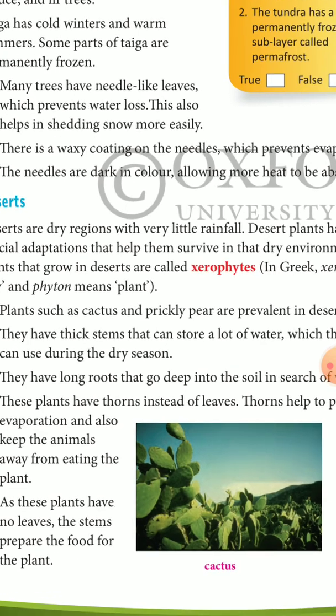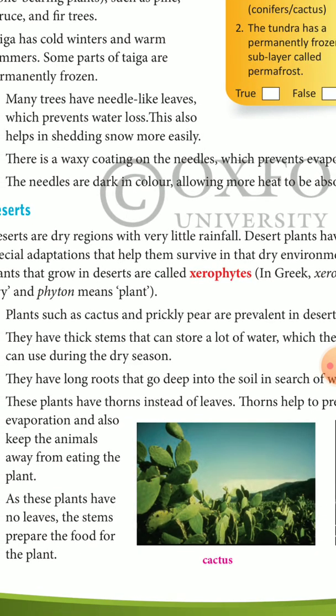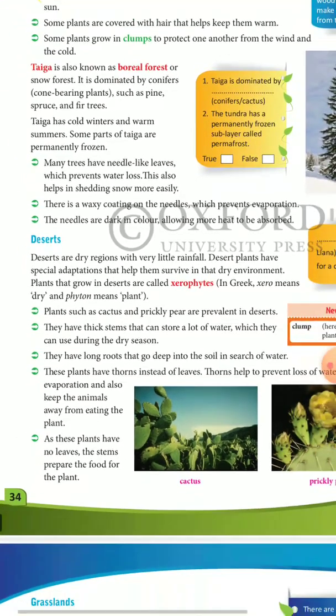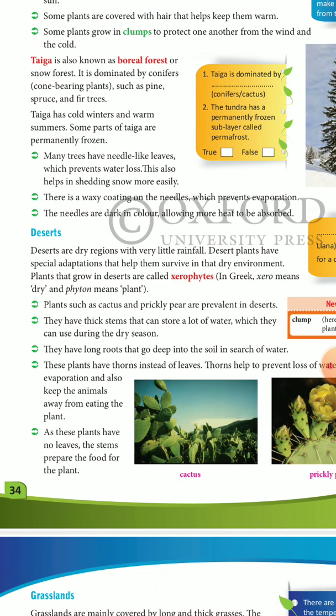So next, these plants have thorns instead of leaves. So thorns means what? Cactus, everybody knows. So instead of leaves, they will have thorns. That will reduce the loss by transpiration, and the plant can grow with very little water. And one more benefit is that other animals will not eat this plant, and these thorns will protect the plants from the attack of animals also.